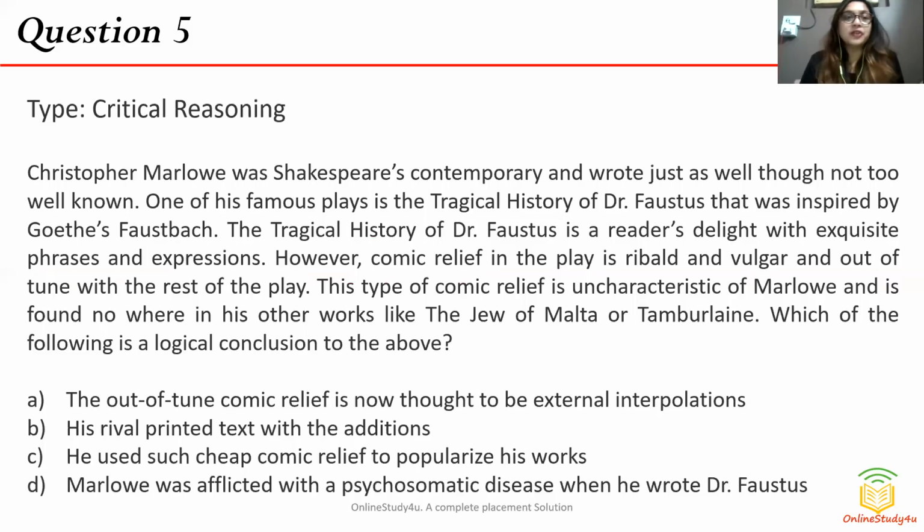Another critical reasoning question. Christopher Marlowe was Shakespeare's contemporary and wrote just as well, though not too well known. So we're talking about another person that we haven't heard of very frequently, but he was as good as Shakespeare. One of his plays is The Tragical History of Dr. Faustus, that was inspired by Goethe's Faust, right? So it's saying that one of his plays, which is known as Tragical History of Dr. Faustus, was inspired by Goethe, whatever, right? By some character.